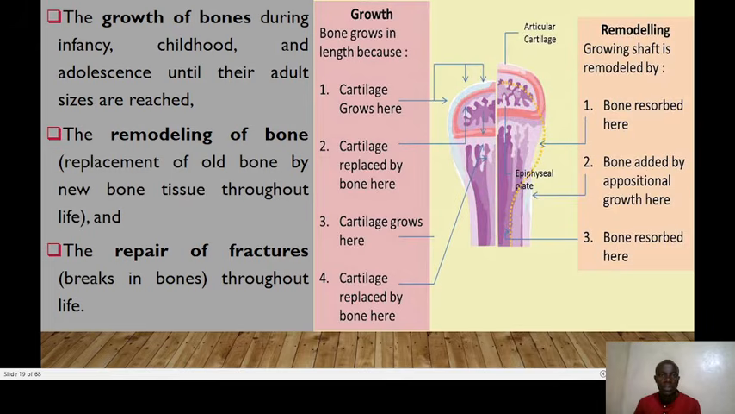Okay, so bone growth in length is because of the cartilage enlargement. Cartilage is normally replaced by bone. Cartilage grows and then cartilage is finally replaced by the bones. We have the remodeling that is normally done. So bone is reabsorbed at this point here, and bone is added by appositional growth here. Okay.